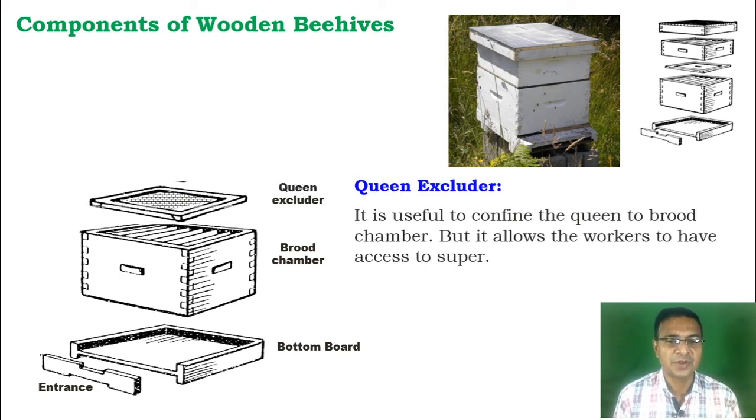Just above the brood chamber, the next network present is the queen excluder. It is useful to confine the queen into the brood chamber, because just above the queen excluder, another chamber is present, named the super chamber. But it allows the workers to have access to the super. That is, through the queen excluder, only the workers move from the brood chamber up to the super chamber, but not the queen.